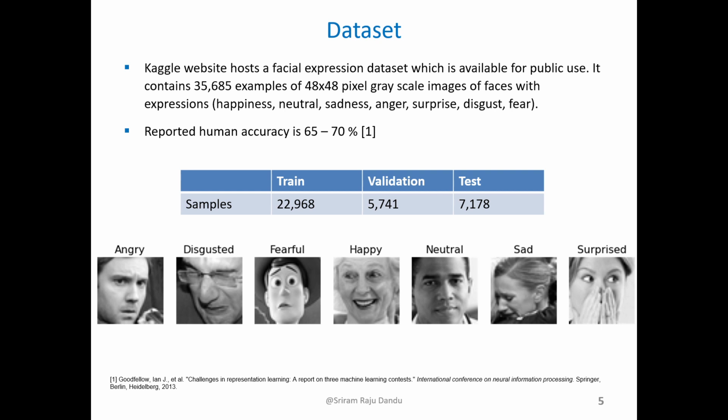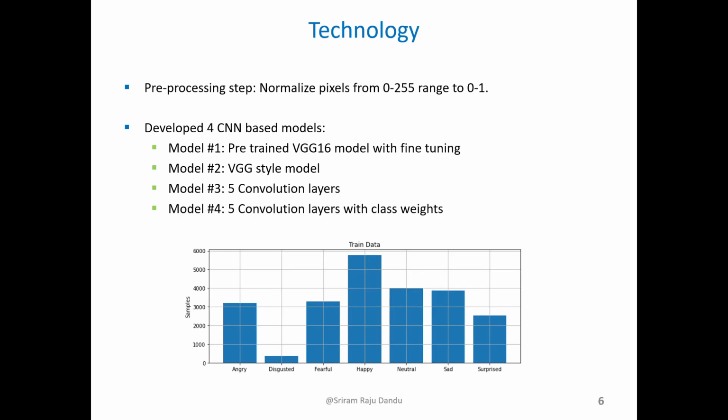Ian Goodfellow, inventor of GANs, reported a human accuracy of 65 to 70% on this dataset. All the images in this dataset are 48 by 48 pixels and they're all grayscale images. Now coming to the technology, as a pre-processing step I normalized the range for pixels from 0 to 255 to 0 to 1. I developed 4 CNN based models.